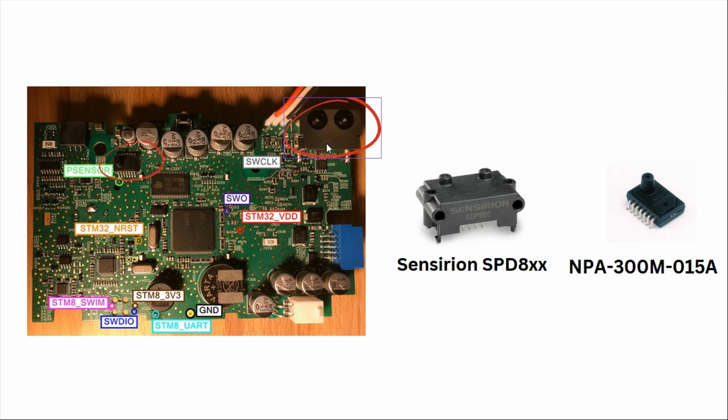The Sensirion pressure sensor is a differential pressure sensor, so it measures the pressure between those two holes, or those two points. It's also able to measure humidity as well, giving us data such as that.